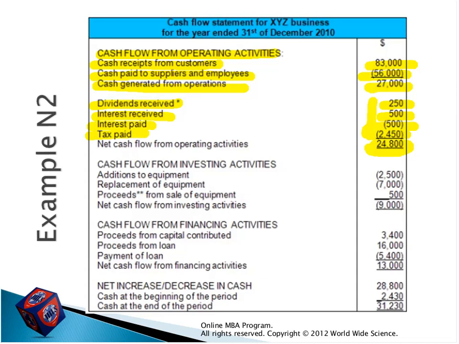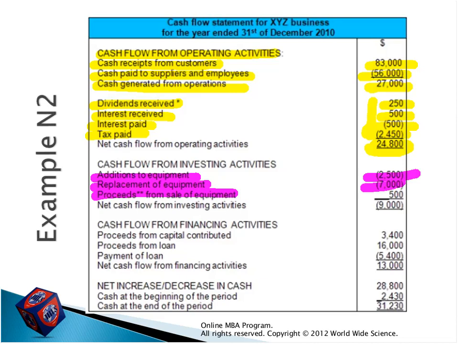So we have some additions to equipment. Additions to equipment means we have bought some parts for our equipment and we spent cash, 2,500. Replacement of equipment means we have bought new equipment. We spent cash of 7,000. Next one, proceeds from the sale of equipment. That means we have got some earnings from the sale of equipment.